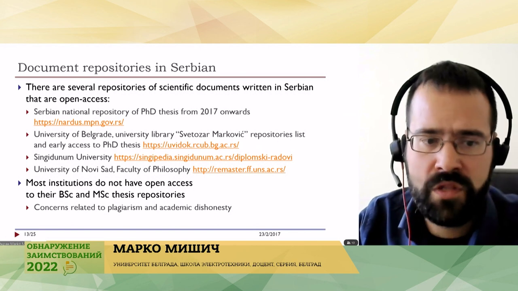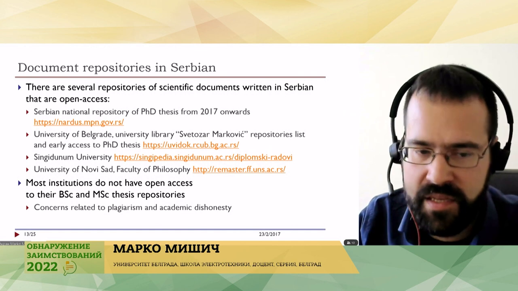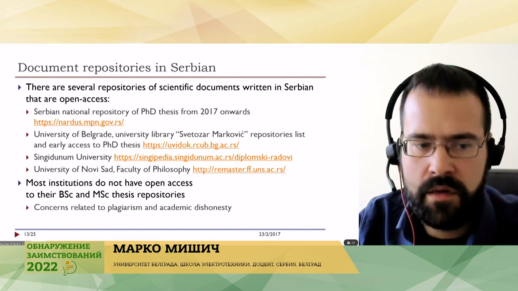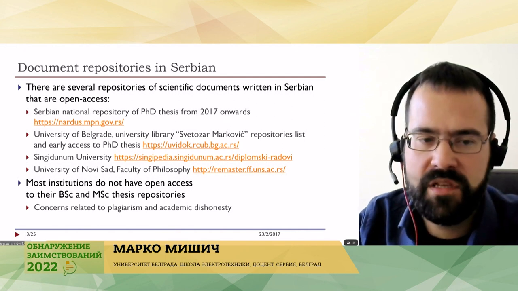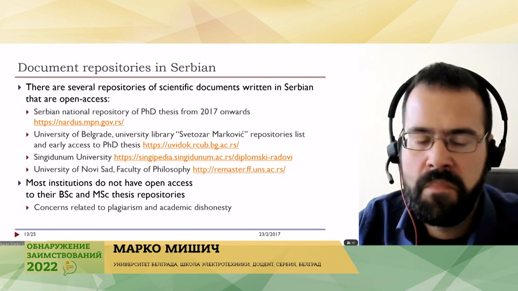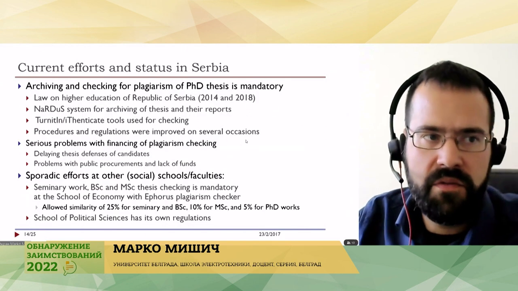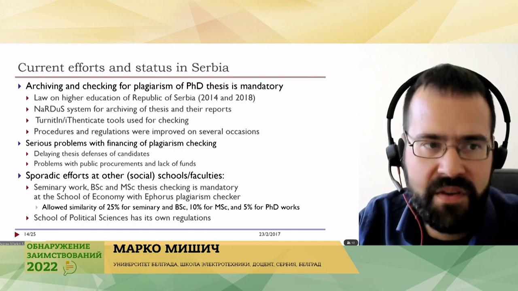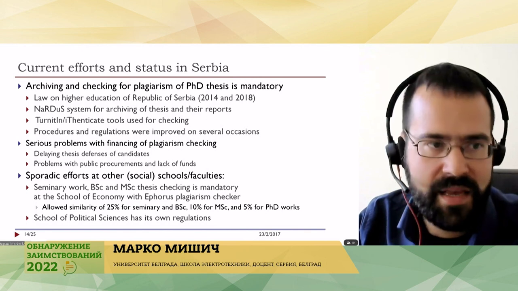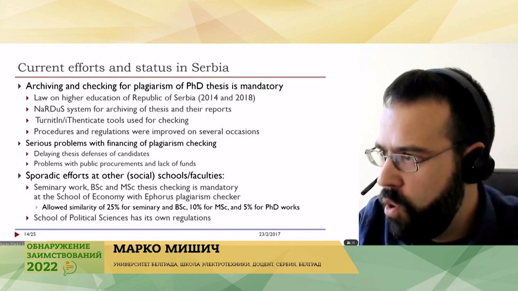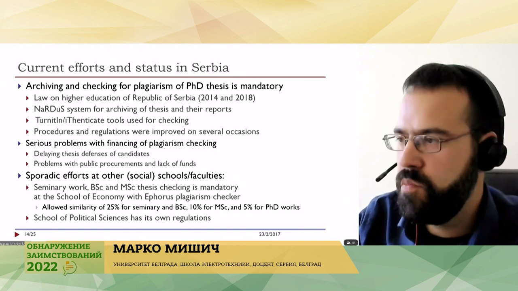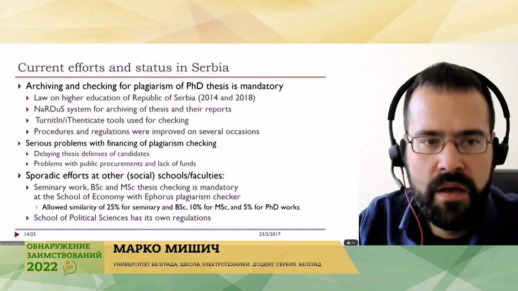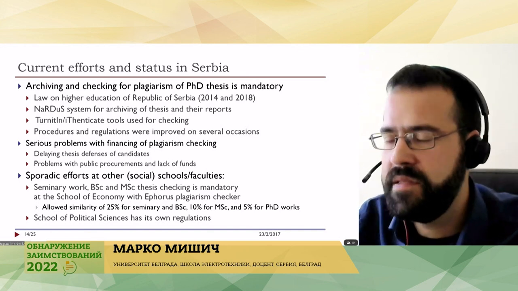However, most institutions do not have open access to their bachelor and master thesis repositories, nor are they available for checking. Most of them are concerned because of plagiarism and academic dishonesty, and for that reason, those documents are not publicly available. If we speak about the current efforts and status in plagiarism detection in textual documents, as I said, archiving and checking for plagiarism is mandatory for PhD theses. All PhD theses should go through that process, should be archived in the Nardus system together with the reports written by the thesis commission.